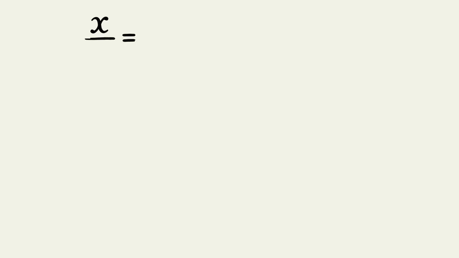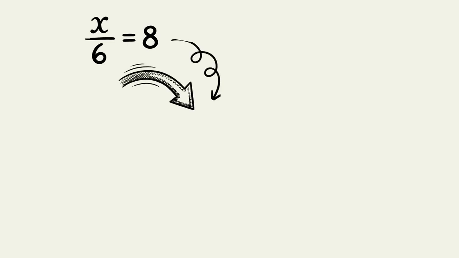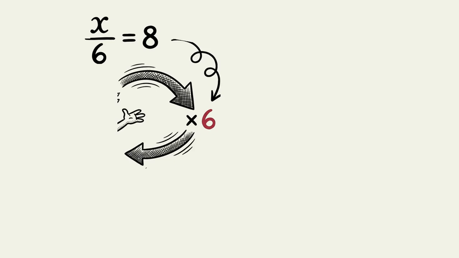Now try another. X divided by 6 equals 8. What is happening to x this time? X is being divided by 6. What operation undoes division? Multiplication. So multiply both sides by 6.